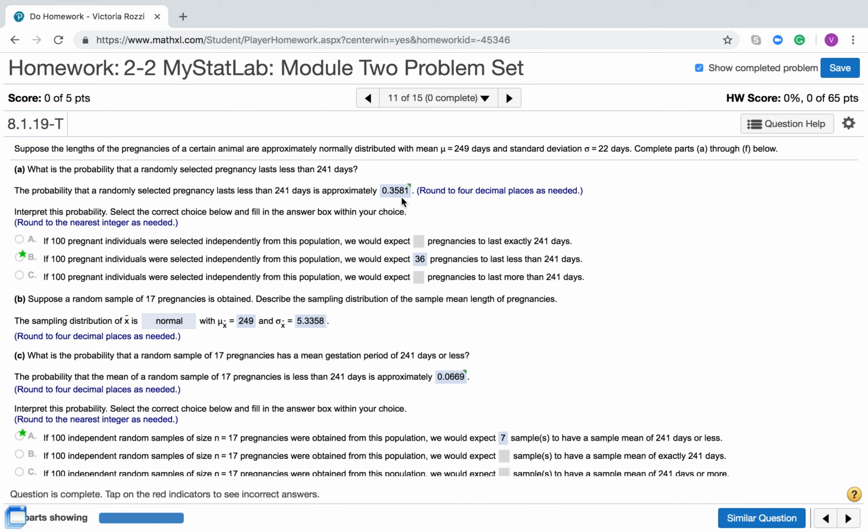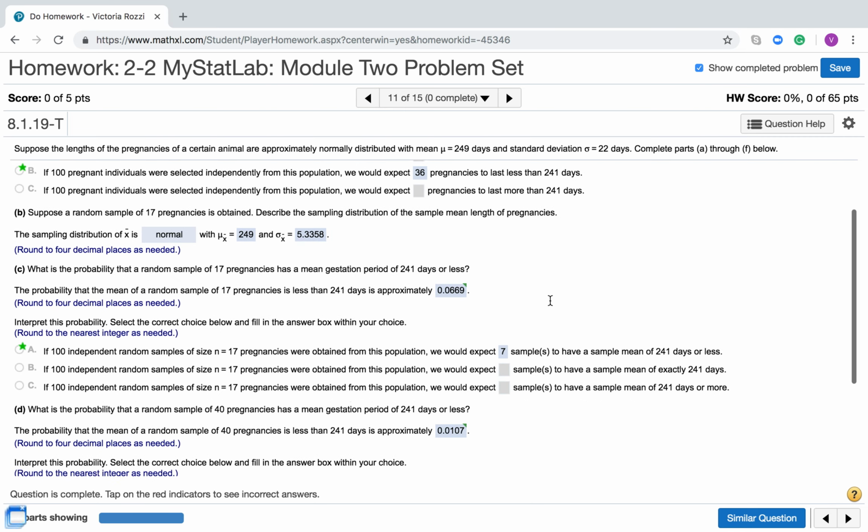But we can't have 35.81 animals, right? You can't have part of an animal. That's why we're rounding to 36 here. Again, we're approximating, so we have to round to a whole number if we're dealing with an individual. So that's why, if 100 pregnant individuals were selected independently from this population, we would expect 36, again 0.3581 times 100, to last less than 241 days.